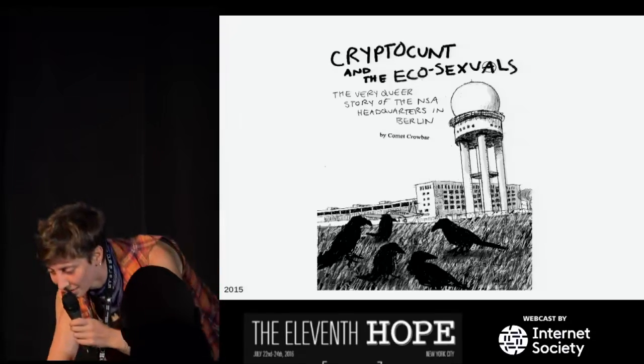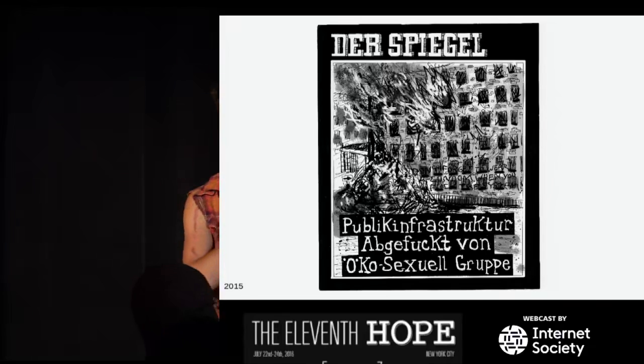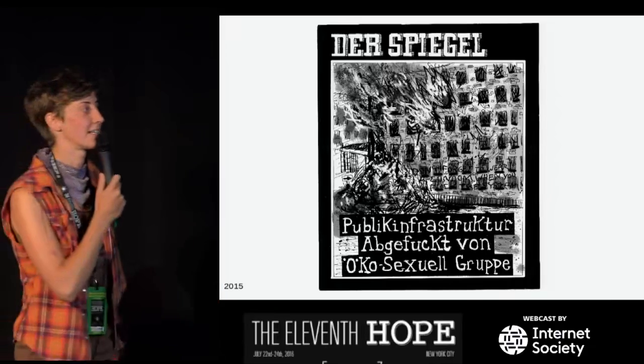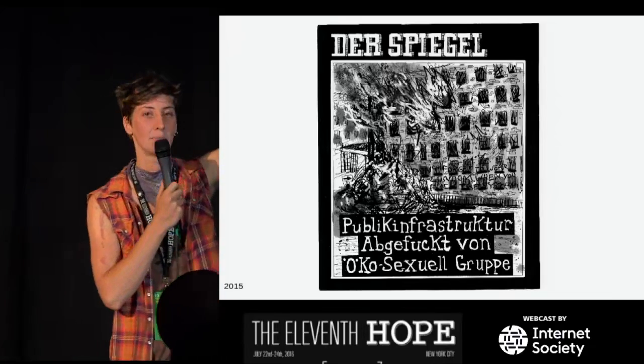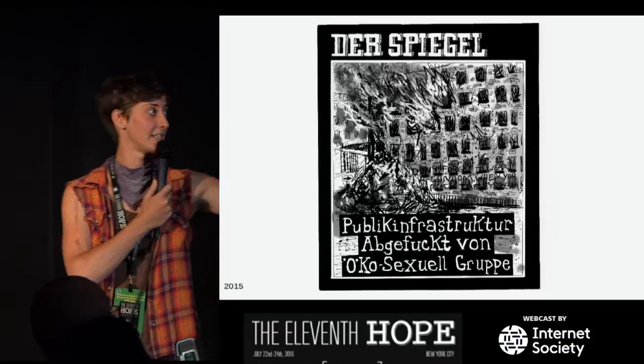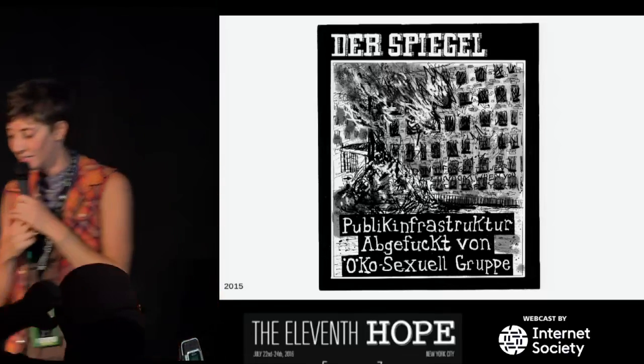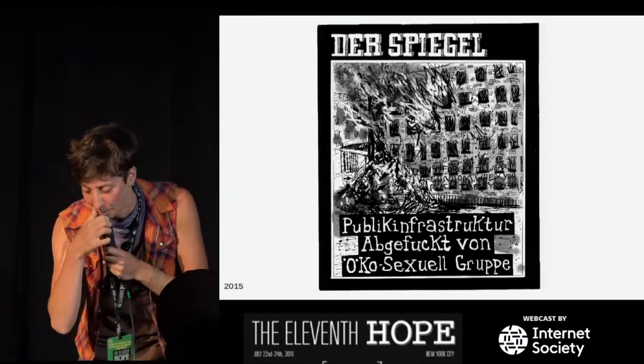Yeah, okay? So this is some image that I made. Der Spiegel is a popular German magazine. It's awesome. And this building is the Ausländerbehörde. That's where I would go to apply for visas. You can see how I feel about it. It says, public infrastructure fucked up by eco-sex group, Ecosexual Brigade.